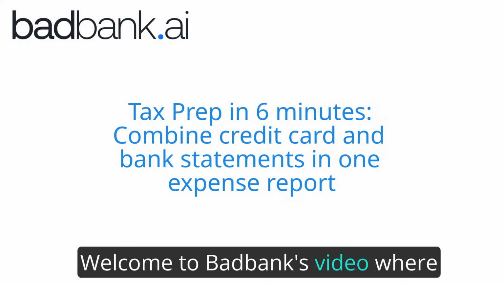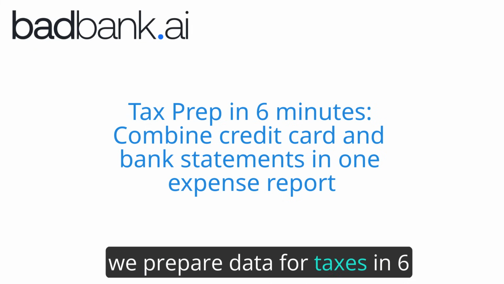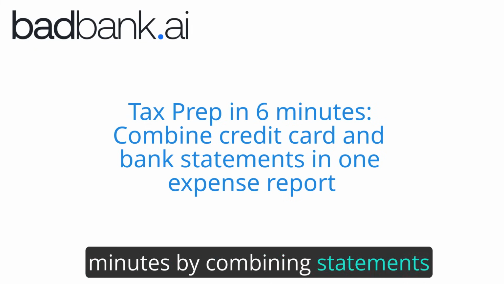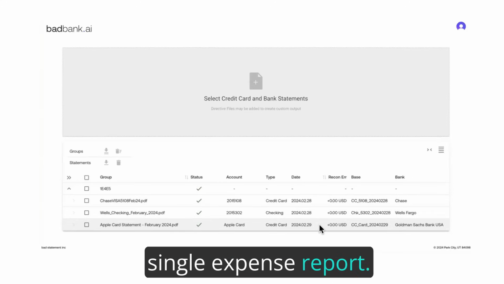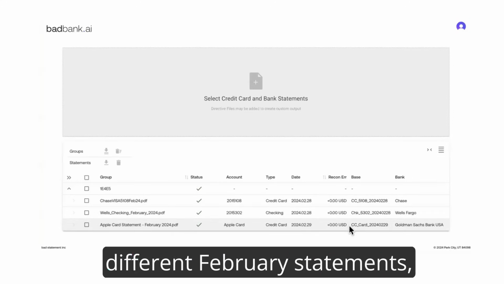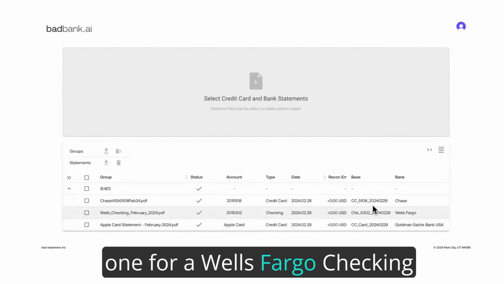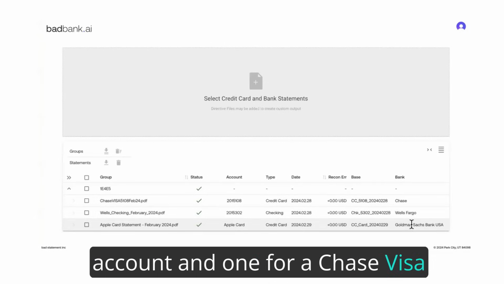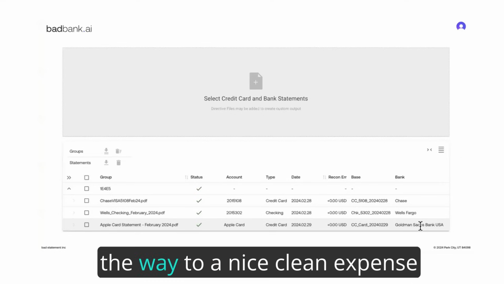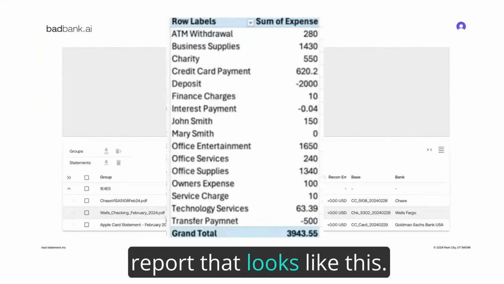Welcome to Badbank's video, where we prepare data for taxes in 6 minutes by combining statements from two credit cards and one checking account into a single expense report. In this video, we process three different February statements, one for an Apple credit card, one for a Wells Fargo checking account, and one for a Chase Visa, and we use Badbank to get all the way to a nice, clean expense report that looks like this.